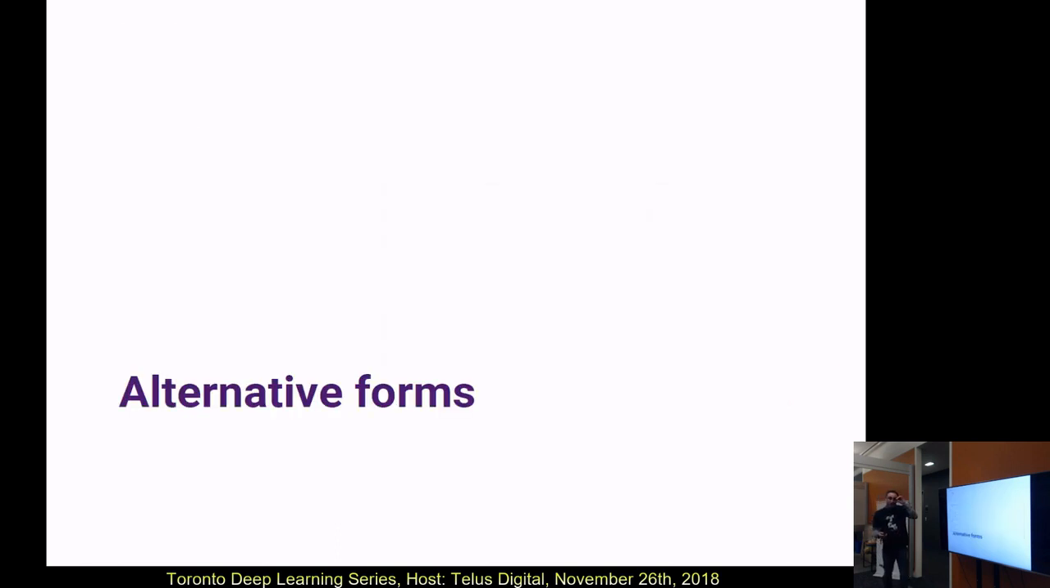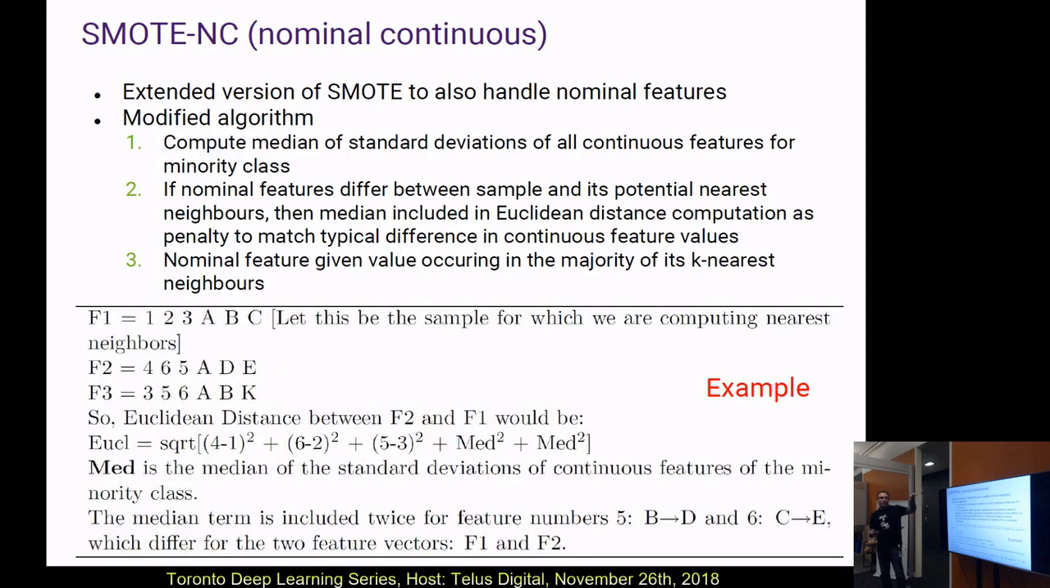Okay, so they also mentioned alternative forms. I'll just remind everyone that the algorithm that was discussed only works with continuous data, but they did try to address that by discussing alternative methods. In this case it's SMOTE-NC, for SMOTE Nominal Continuous, which deals with mixed data sets.